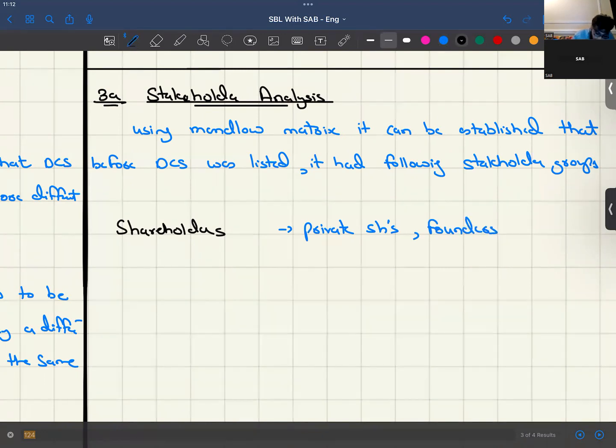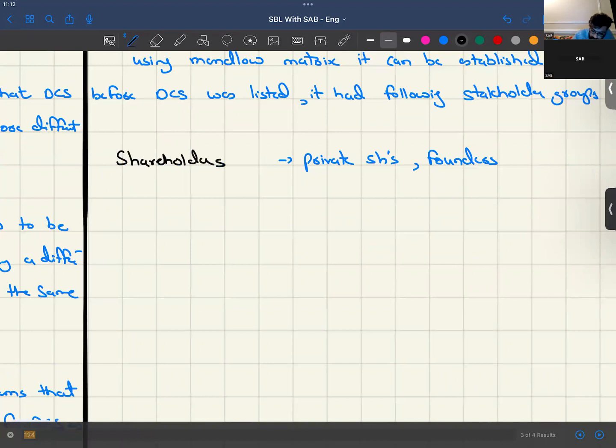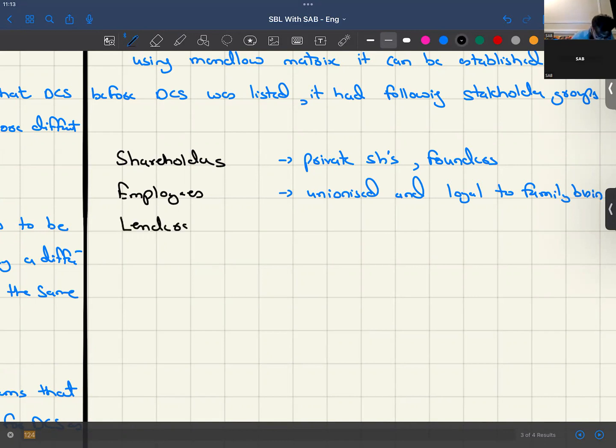What could the other stakeholders be? The employees here. Who were the employees here? They were unionized and loyal to the family business. The employees of private firms are usually the loyal ones, right? Then lenders. Who were the lenders?